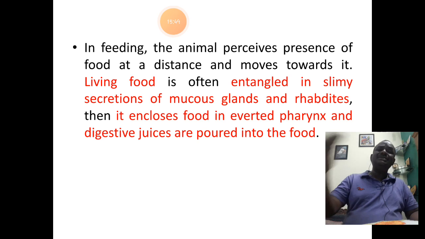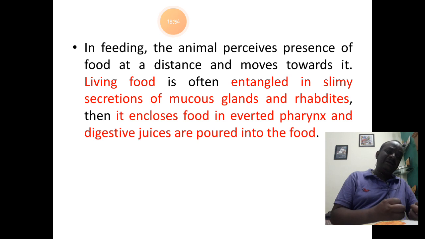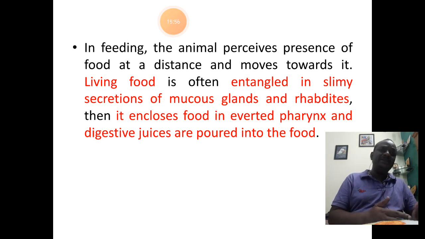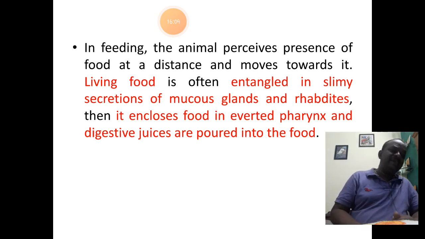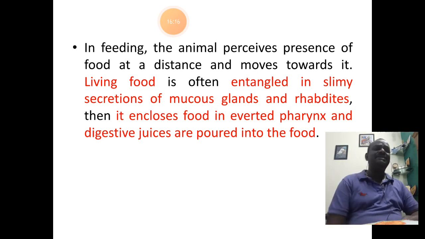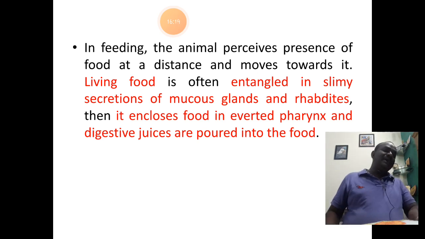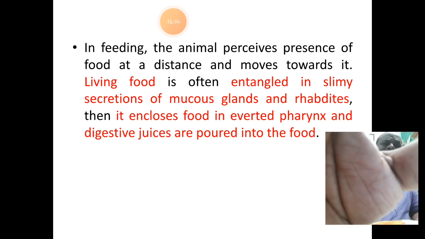Later, when it reaches the intestine, the food will be subjected to the intestinal digestive juices. So intestinal digestive juices will be poured upon this food and the process of digestion takes place within the intestine. It is these diverticula that are the sites where we find the enzymatic secretions of the digestive juices. So that's about the importance of feeding and digestion.